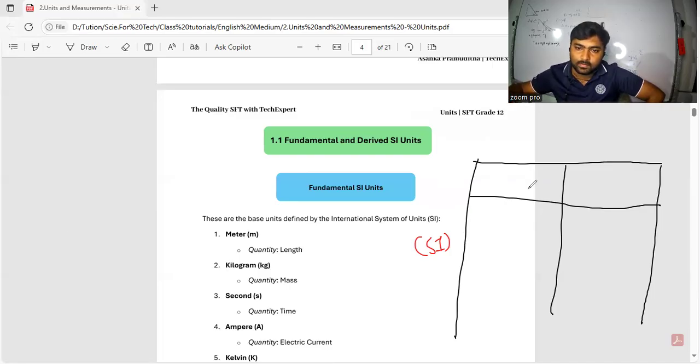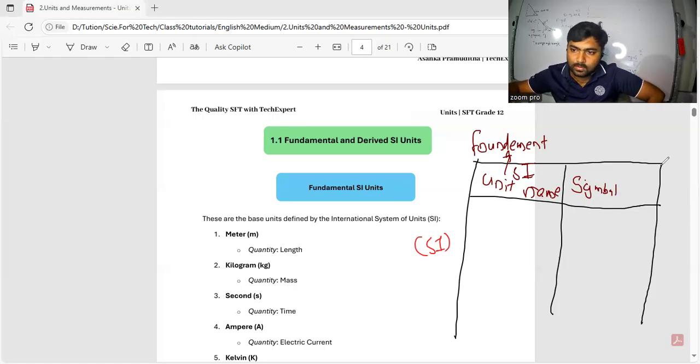Then draw a table. Here you can write fundamental SI unit name and symbol. The next part, quantity.